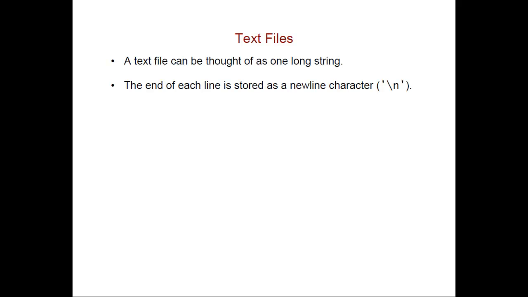And each line is terminated by a special character known as a new line character. In the context of a string literal, the new line character is written using a backslash character followed by an N, but it's really just a single character, a single byte in our file.